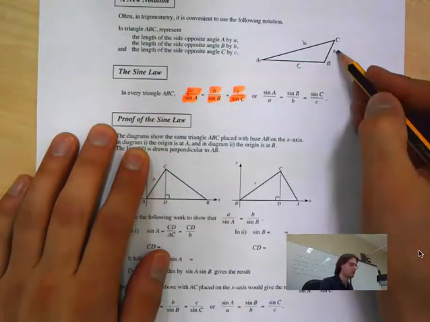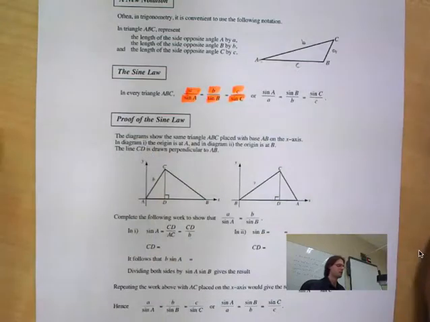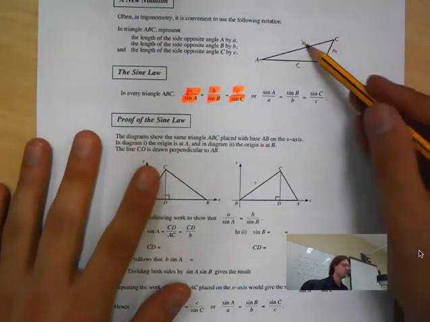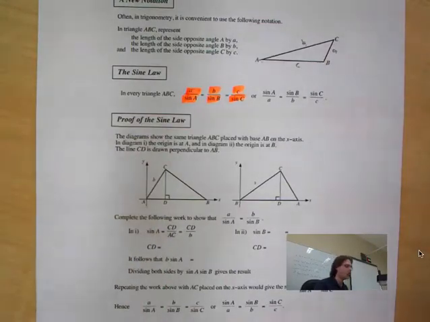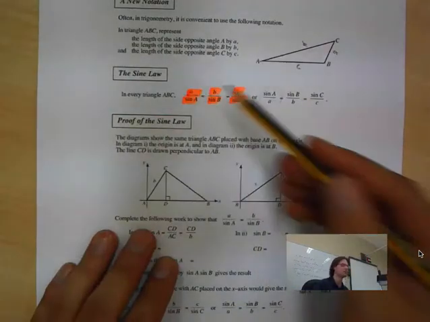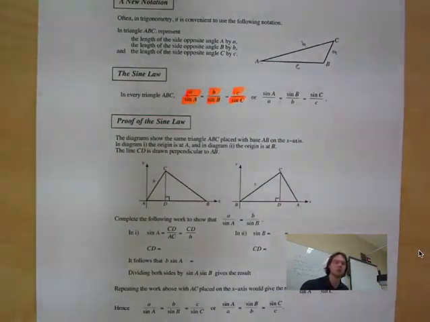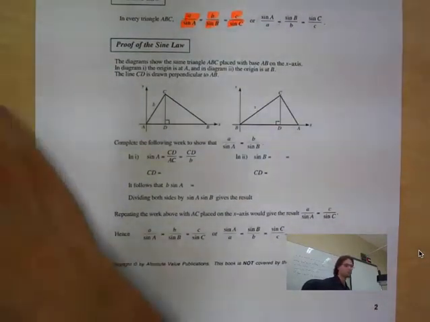So A divided by sine A is equal to B divided by sine B, is equal to C divided by sine C. Or if we just flip those, it has to be the same ratio, it's just the reciprocal ratio. So there is your main sine law. It's up there.